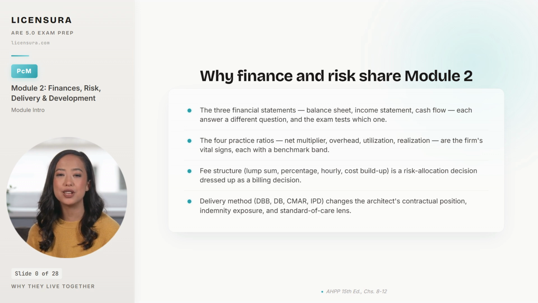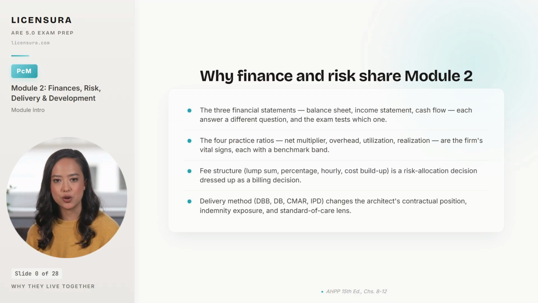And fourth, delivery method. Design bid build, design build, construction manager at risk, and integrated project delivery change the architect's contractual position, indemnity exposure, and the standard of care lens the courts will read your file through.